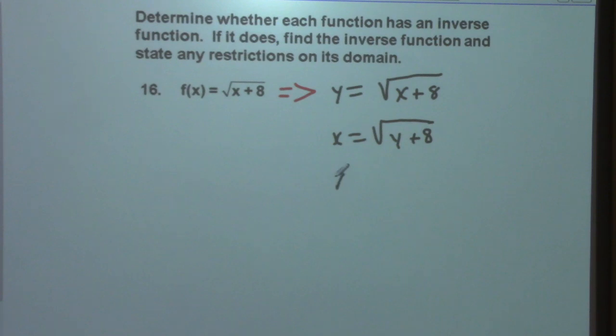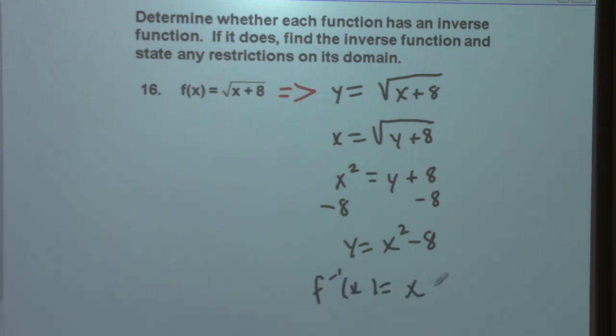And square both. So we get x squared equals y plus 8, and then subtract 8. And x squared minus 8 equals y. So then we say f negative 1 of x equals x squared minus 8, right? Okay, so this is going to be the function, and so that's it.